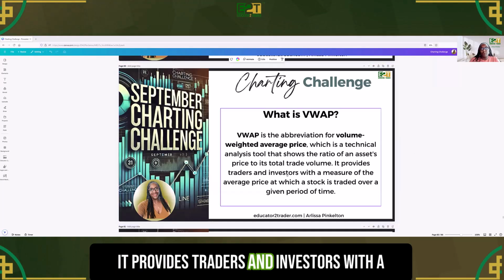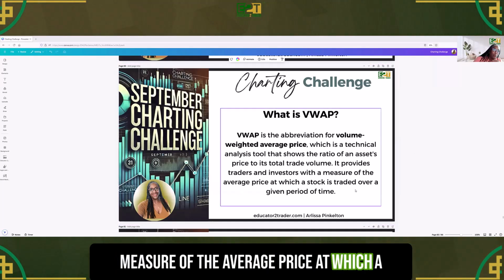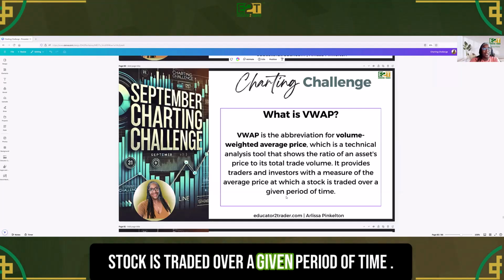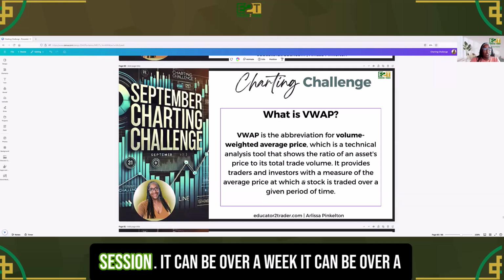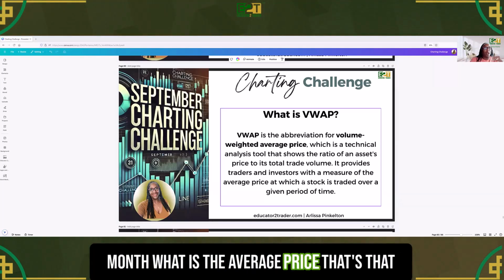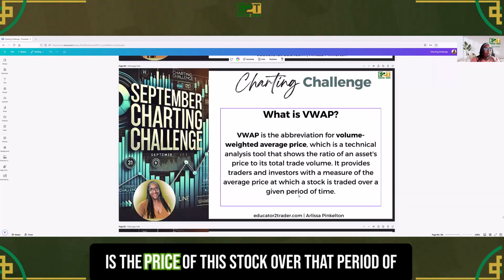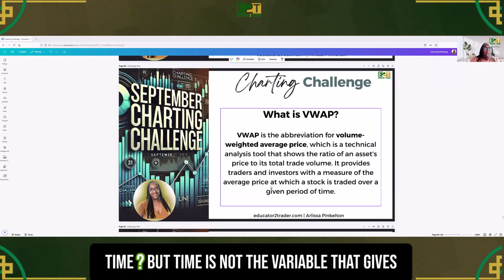It provides traders and investors with a measure of the average price at which a stock is traded over a given period of time. That period of time can be the daily session. It can be over a week. It can be over a month. What is the average price of this stock over that period of time?